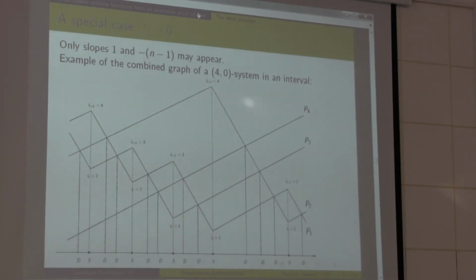Okay, so what do we have here? We do have p sub 1, which is this function, p sub 2, which is this one, and so on. And you notice that in any interval, there are exactly 3 functions that are increasing with slope 1, whereas 1 is increasing with slope 3. Of course, there are changes of monotony at points that are indicated below on the q-axis by d and s.